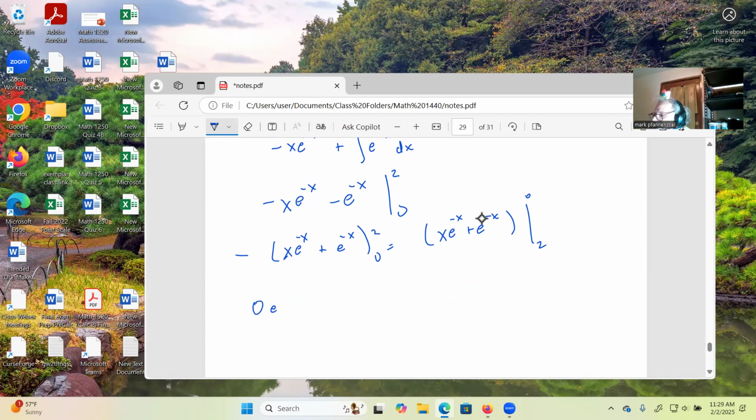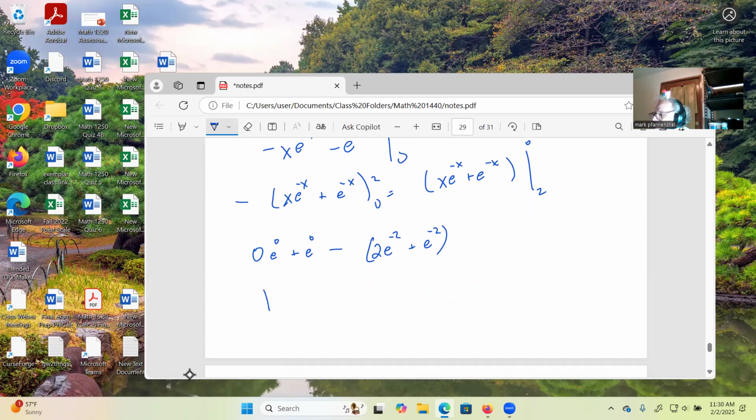We have 0 times e to the 0 plus e to the 0, right? Negative 0 is still 0, minus, and we have 2e to the negative 2 plus e to the negative 2. Okay, that's what we're trying to figure out here. Put that in parentheses. So we actually end up with 1, because 0 times e to the 0 is 0, and we have e to the 0, which is 1, minus, and then we have 2 plus 1, right? If I pull out the e to the negative 2, we have 3. 2 plus 1 is 3. E to the negative 2. The whole of this thing, when we finish it, is times pi.